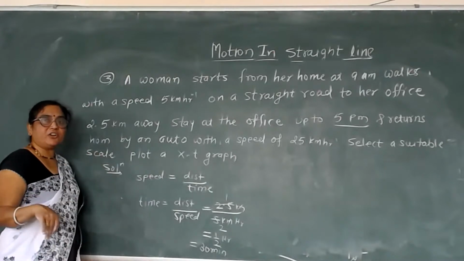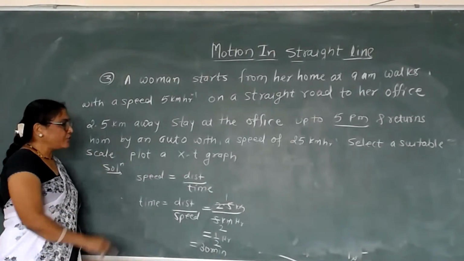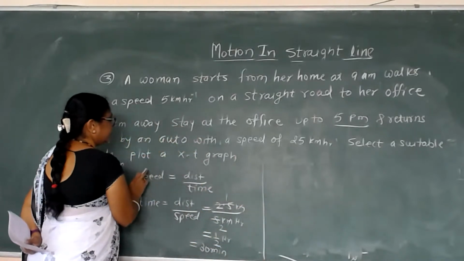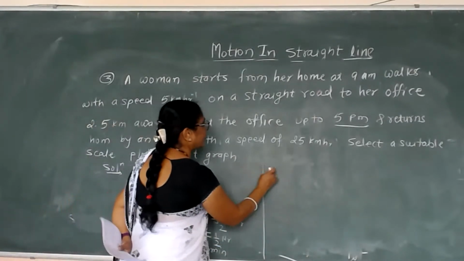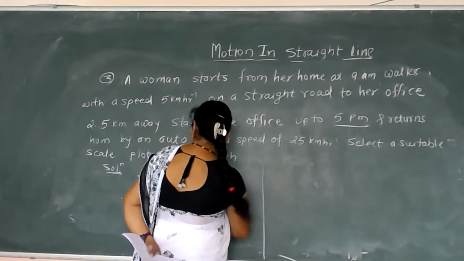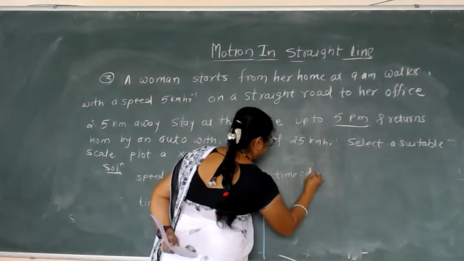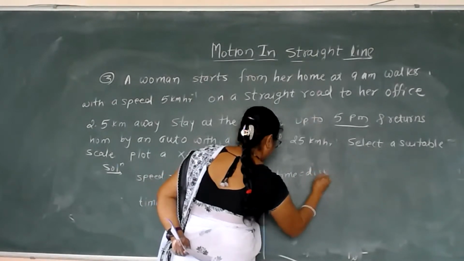But when she returned home, she came with the auto. So what is the time? So for returning home, by auto, time is equal to distance divided by speed.